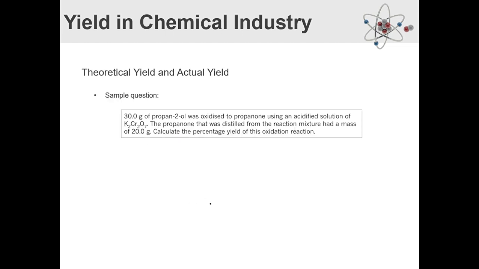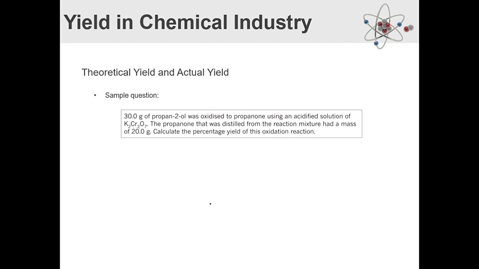Now, here's a sample question. 30 grams of propan-2-ol was oxidized to propanone using an acidified solution of potassium chromate. The propanone that was distilled from this reaction mixture had a mass of 20 grams. Now, calculate the percentage yield of this oxidation reaction.